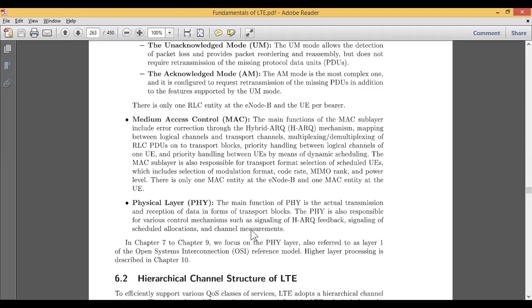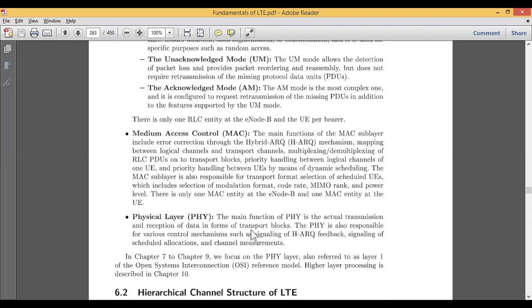So with this, the two topics, one being the network architecture of LTE and the other the radio interface, have been covered here in the LTE system. Okay, so with this, I conclude today's topic. In the next video lecture, we will see how the hierarchical channel structure of LTE will work. Okay, thank you.